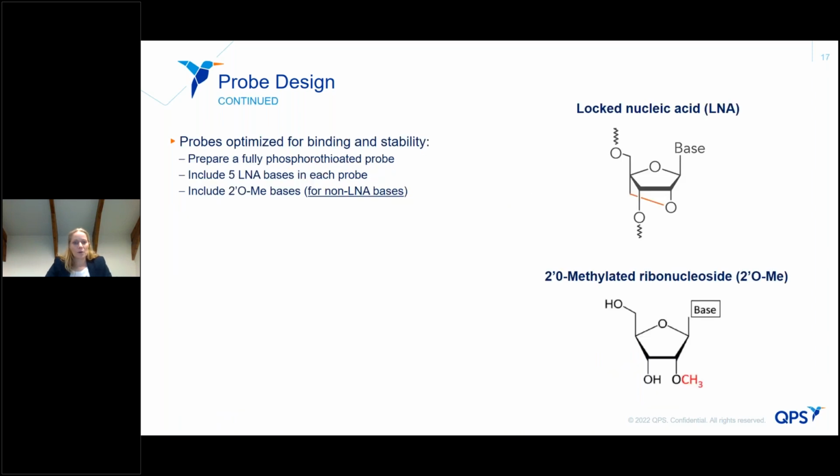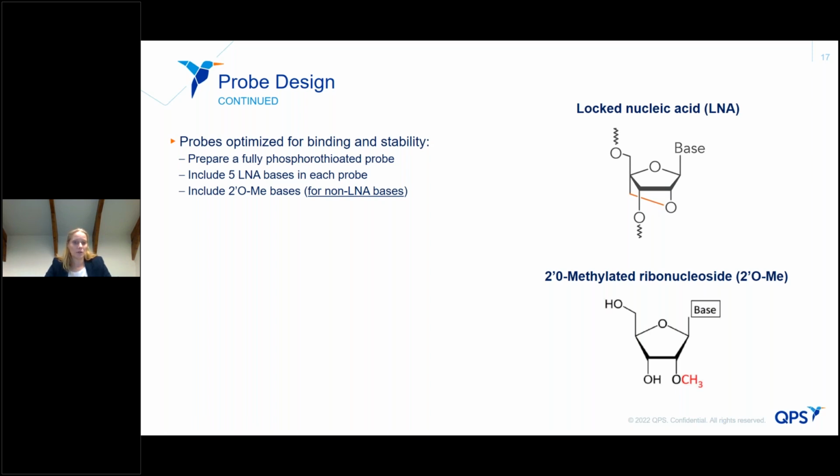So when we talk about probe design, it's important to keep in mind that probes should be optimized for binding and stability. So you should prepare a fully phosphorothioated probe. This increases the stability of the probe. Every probe should include 5 LNA bases. LNA is a locked nucleic acid base, and what happens is that a linker is formed, which locks the conformation of the molecule and therefore increases the binding of the oligo.